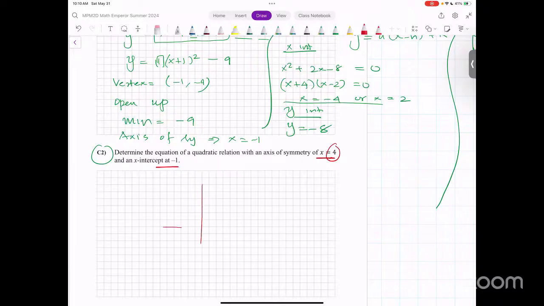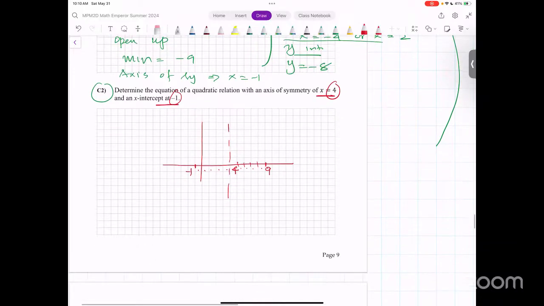So they said axis of symmetry is 4, and one x-intercept at -1. Something you should know: when there's an x-intercept at -1, there will be another x-intercept 1, 2, 3, 4, 5 blocks away. 5, 6, 7, 8, 9. So y is equal to, using the factored form, x minus -1 times x minus 4. I mean x minus 9.